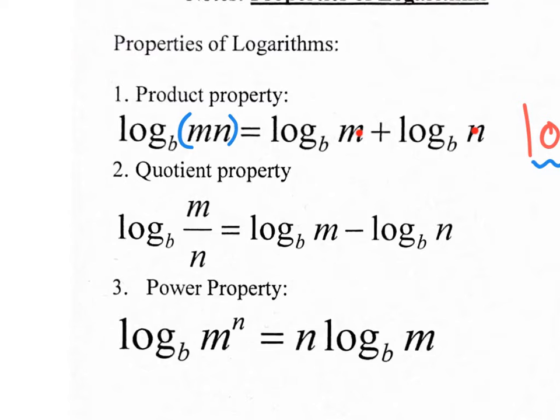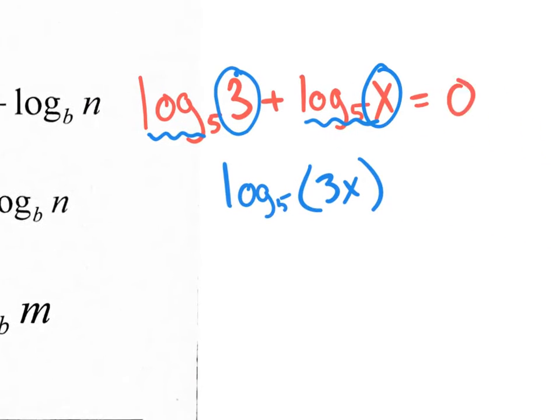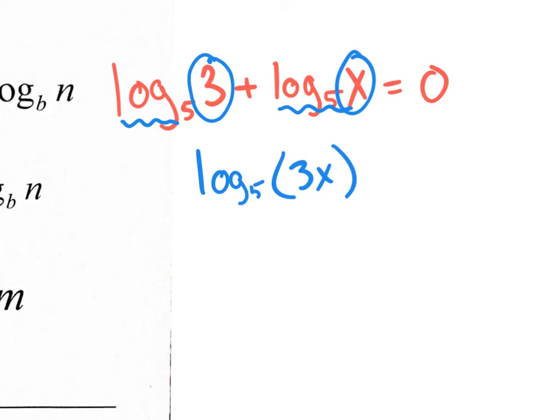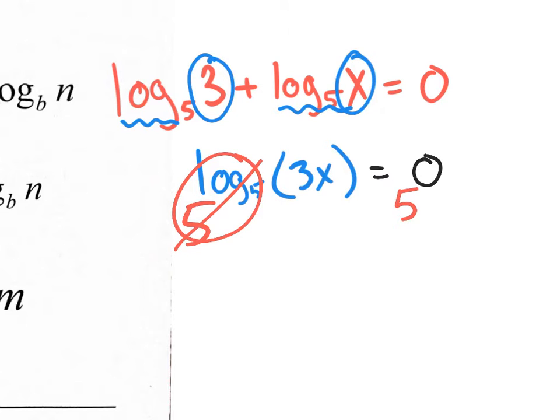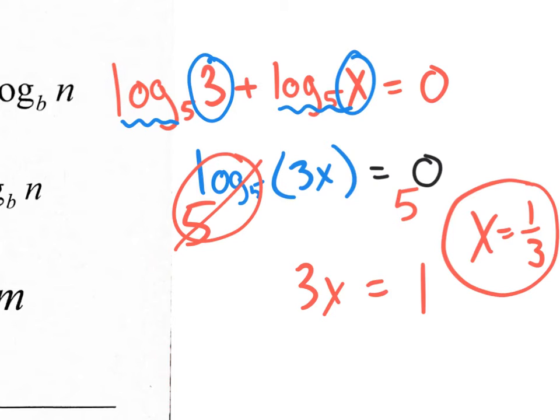But you'd have to multiply the m and the n, put them together. So right here, when we put the m and the n together, we have the 3 times the x together. That becomes 3x. And on this side, we'd have an equal to 0. And then you could get rid of that log base 5 because it's only one single log base 5, by raising it to become the power of base 5, which would cancel out, and raise this to become the power of base 5, which becomes 5 to the 0, which is really 1. And you end up with 3x equals 1, which means the final answer would be x equals 1/3.